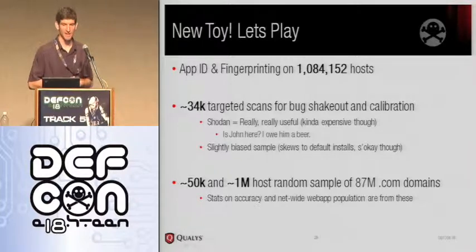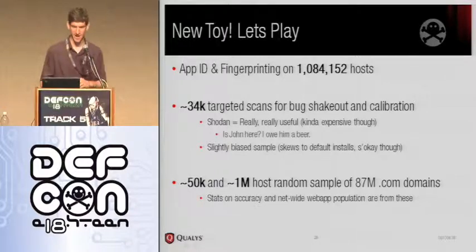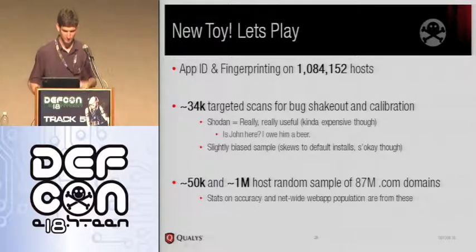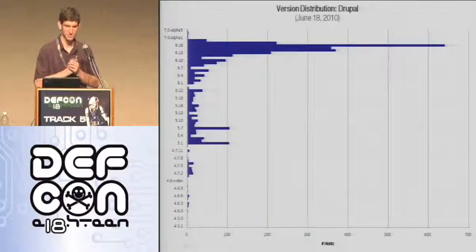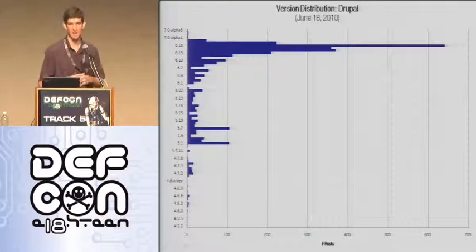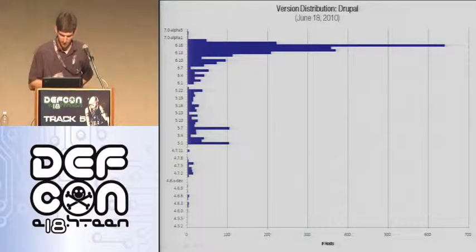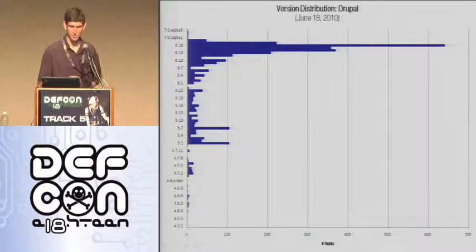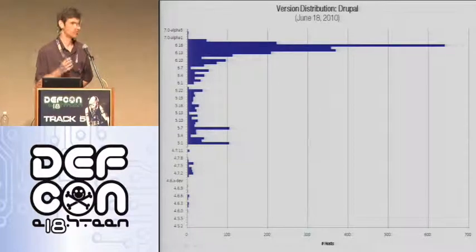I went and got a dump of all the .com domain names that existed on a particular day in June, and ran this on a sample of those. So, a little low on time, I'm going to buzz through this pretty quick. These graphs are version distributions of what apps are running out there. I found a few thousand Drupal installations.